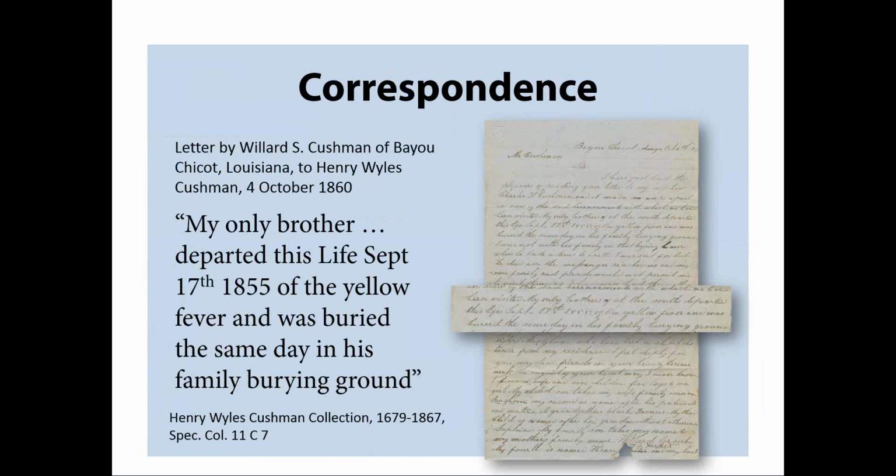In addition to original letters exchanged between family members, the NEHGS manuscript collection includes a significant amount of genealogical correspondence that often includes data on births, marriages, and deaths concerning the correspondent and their ancestors. This slide shows one example, a letter written by Willard Cushman of Louisiana to genealogist Henry Wiles Cushman that includes information about the death of his brother.